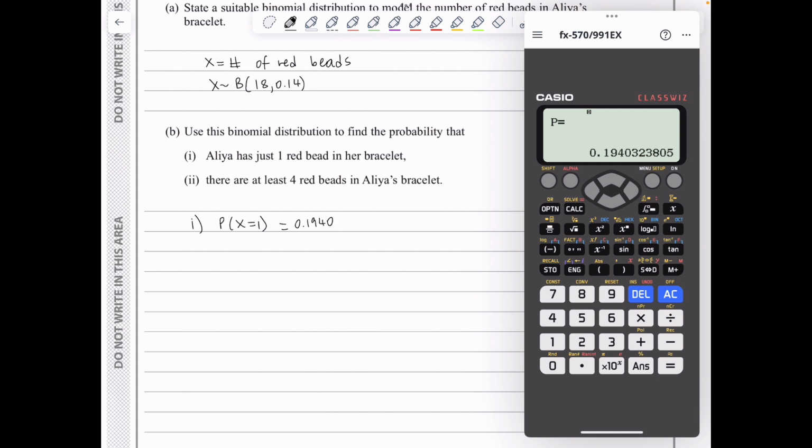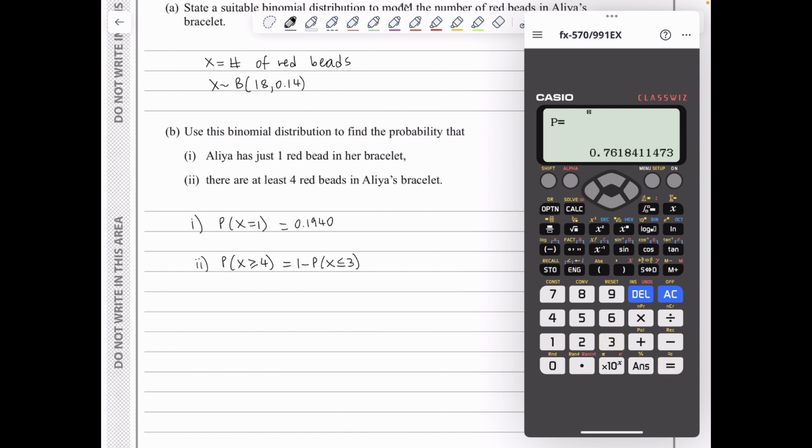0.1940. And then for part ii, we're looking for the probability of X being greater than or equal to 4, which is 1 minus the probability of X being less than or equal to 3. Remember, the calculator can give you cumulative probabilities, which means we need to be looking in the less than or equal to direction. So I press menu again, option 7, I scroll down, option 1 binomial CD, I choose 2 variable, my x is 3, my n is 18, my p 0.14.